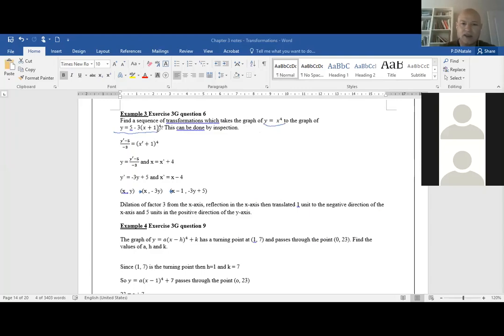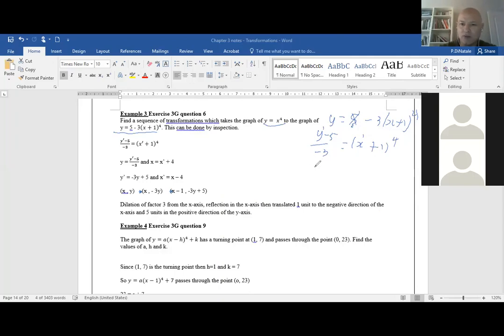Well, we can do it by inspection. I'm showing you all the steps here. The first thing I'm going to do is, because that is y equals 5 minus 3 times (x plus 1) to the power of 4, I'm going to get rid of my 5, so I get y minus 5. Now that's gone, so it's just got the -3 times that, so I'm going to divide by the -3. Equals my (x plus 1) to the power of 4. And of course, this is the image, so I'm just going to put it like that.